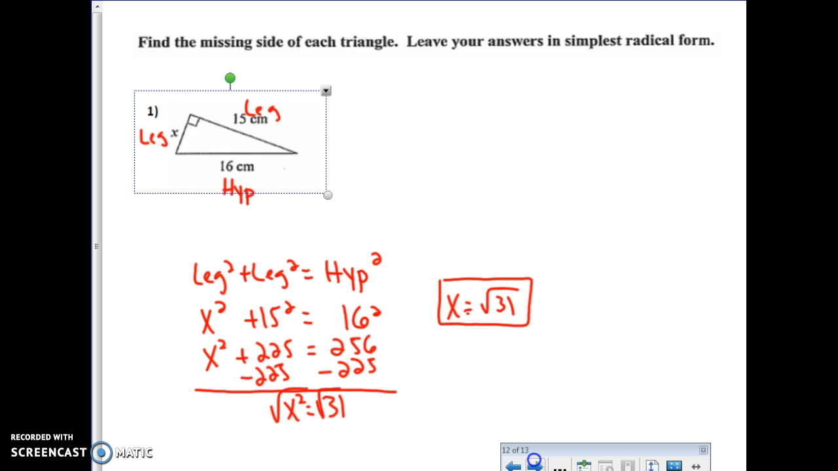Now 31, one of the things we just talked about was simplifying radicals. Well, 31 is prime, so I can't simplify it. So your final answer would be x equals the square root of 31. Now let's look at another example.